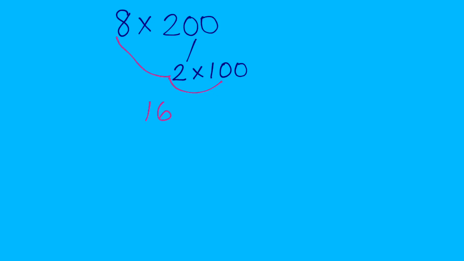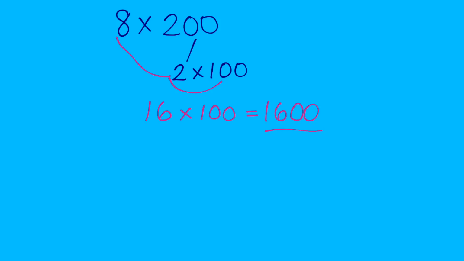What about if I wanted to take that one step further? What about if I wanted to do 8 times 200? Now, I know that 200 is the same as doing 2 times 100. So if I wanted to do 8 times 200, I could do 8 times 2 and then times that by 100. So 8 times 2 is 16, and then I can times 16 by 100, and I know that that is 1,600. So 8 times 200 is 1,600.